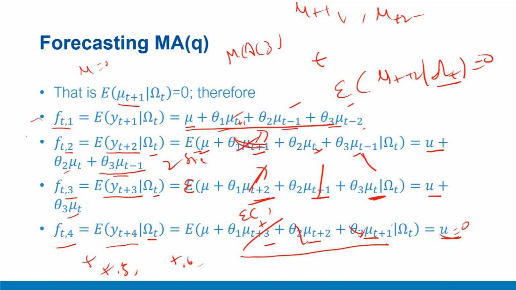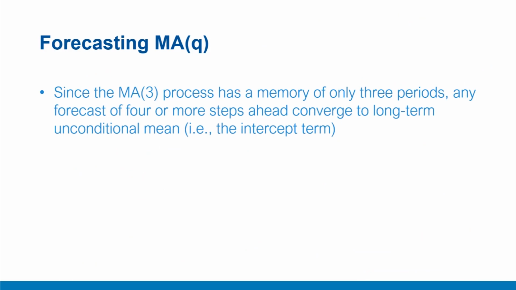And only those values up till 3 forecast. And why only 3? Because this is an MA3 order process. Since the MA3 order process has a memory of only 3 periods, any forecast of 4 or more periods will converge to that long-term unconditional mean mu, or the intercept term. If this is being taken as 0, then this part will become 0 only, and only up till 3 period forecast will survive.